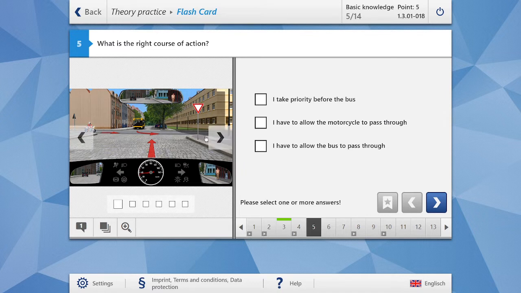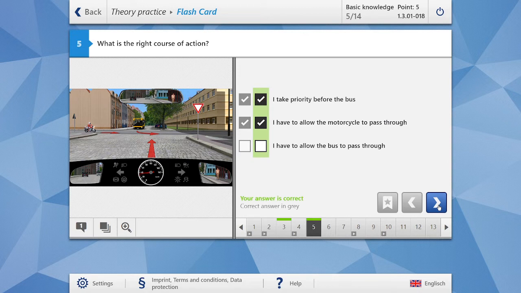Now let's look at the options. I take priority before the bus. Yes. I have to allow the motorcycle to pass through. That's true. I have to allow the bus to pass through. No. So that's our answer. Right?